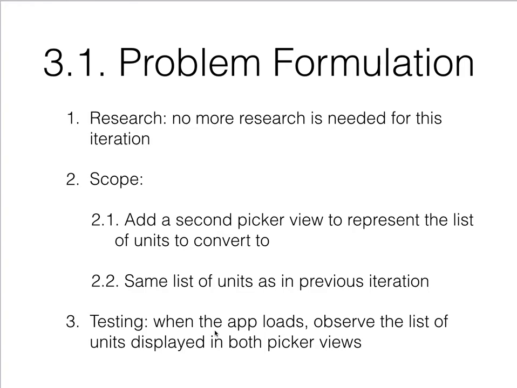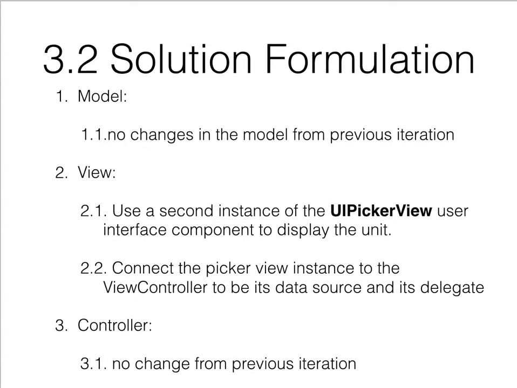Well, we open the app, and the list should appear in both picker views, in the same order in both. So, solution formulation: the model is the same, with no more changes from the previous iteration. For the view, we're going to add a second instance of the picker view, and then connect that instance to the same view controller. Since I already have a view controller that operates with that list of units and already knows how to serve a picker view, there is no point in making another one. So we just use the same view controller, and as such, there's no change to the controller from the previous iteration.